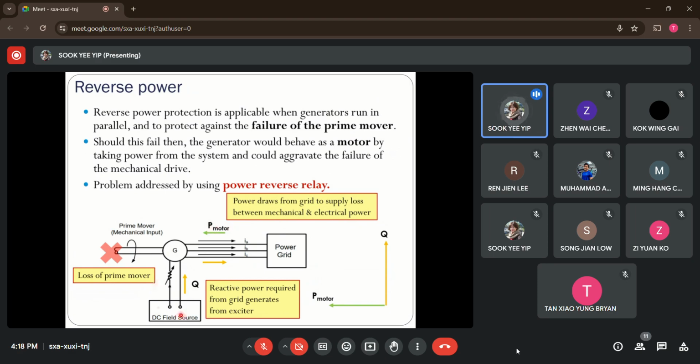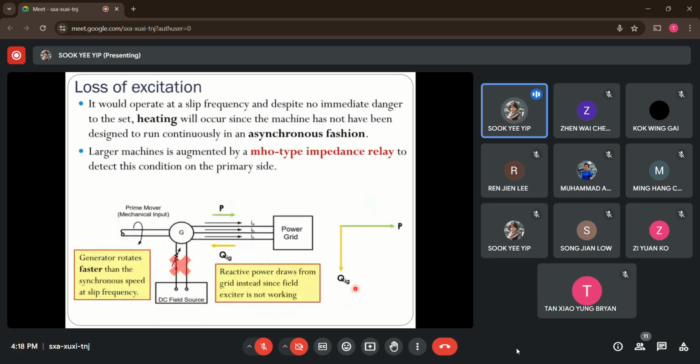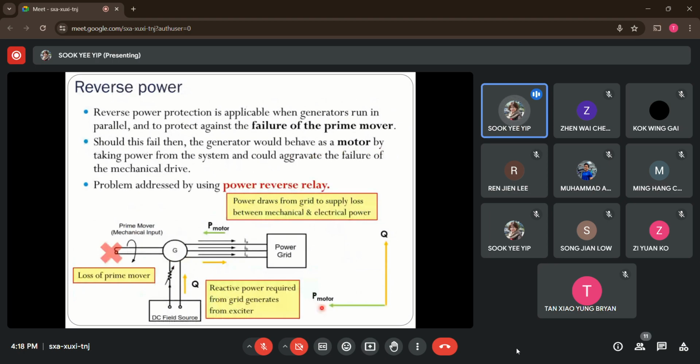There is no issue for the reactive power. Why? Because the DC field excitation circuit is still working, so we still have positive reactive power. But the active power is reversed compared to this. Instead of supplying to the grid, we actually draw from the grid, so we have negative active power right now. Under this situation, of course, it is very bad.